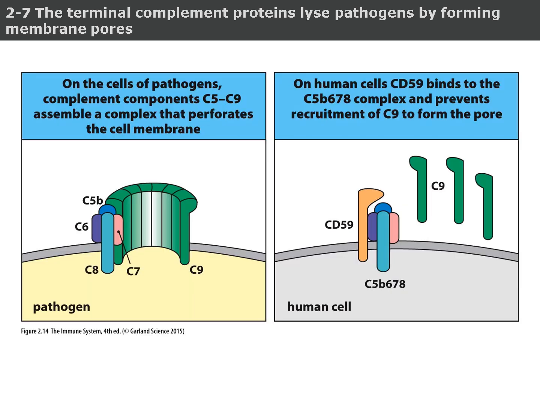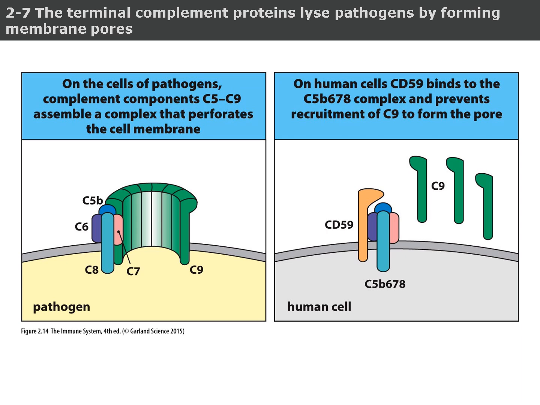In this image, we see a comparison between how the complement system affects pathogens versus human cells. On the left side, the complement proteins C5, C6, C7, C8, and C9 work together on the surface of a pathogen to form a structure known as the membrane attack complex. This complex pierces the pathogen's membrane by creating a pore, which ultimately compromises the pathogen's integrity and leads to its destruction. On the right side, the scene shifts to a human cell.